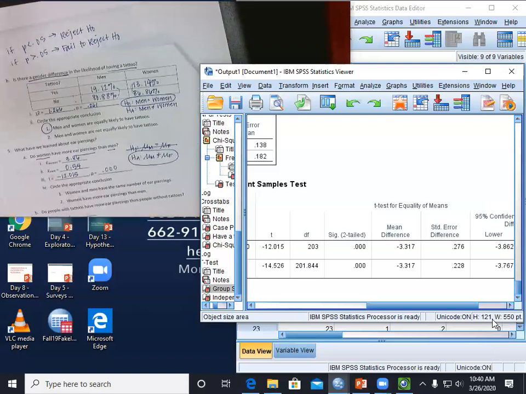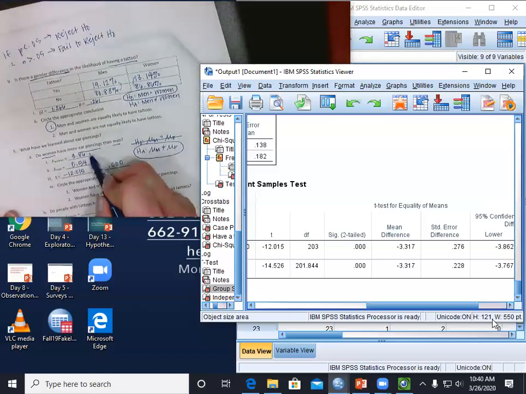And what we should do when we conclude that men and women are different is this: if you wrote into your paper that men and women differ in terms of how many ear piercings they have, your reader is going to wonder which group had more ear piercings. So we can look at our means here to decide which group had more.